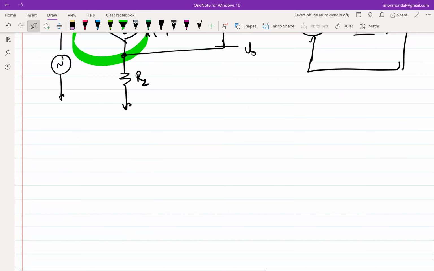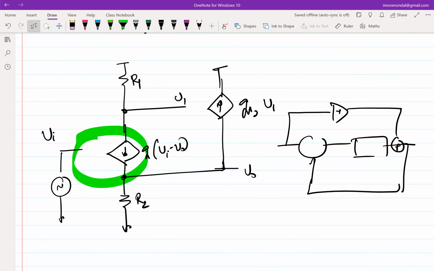Yes. So the extra term that was coming, we were not able to get VO by VI by this method. So the problem I identified was that there was implicit feedback there. Yeah, exactly. Like GM was pulling out the current from R parallel C.